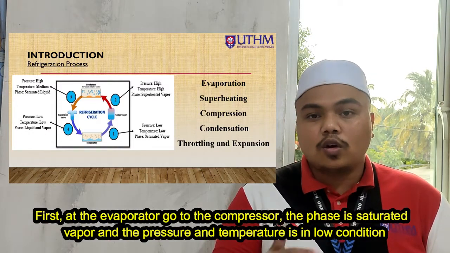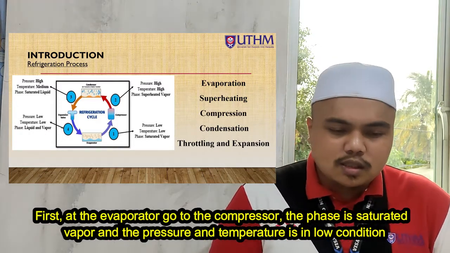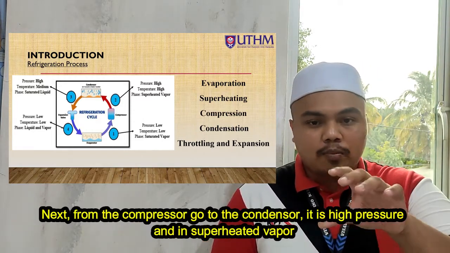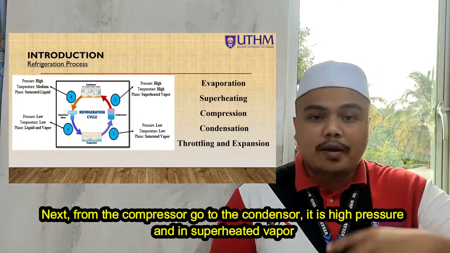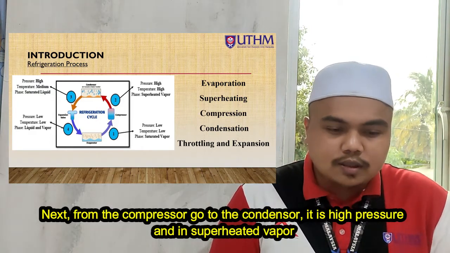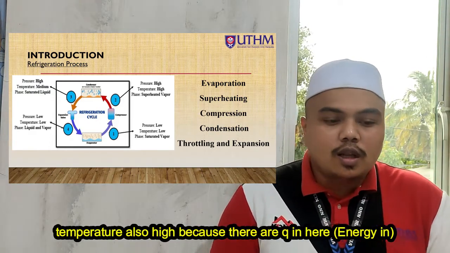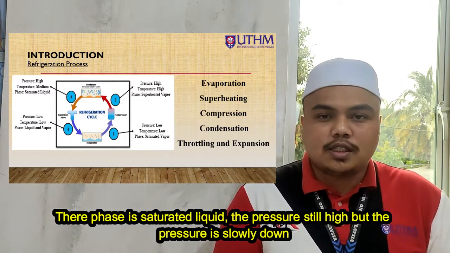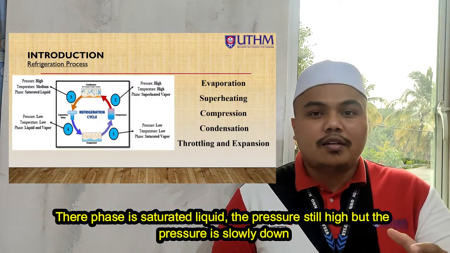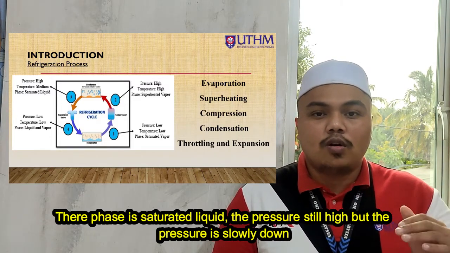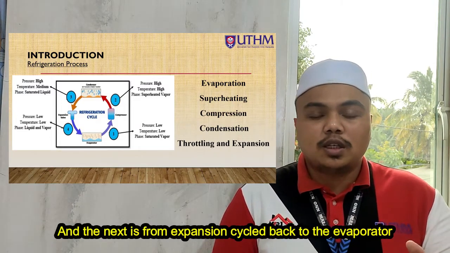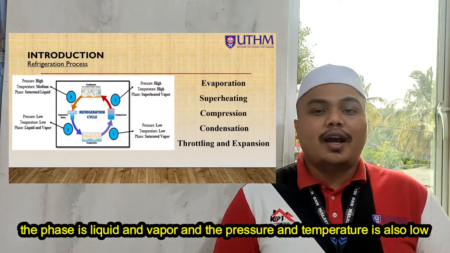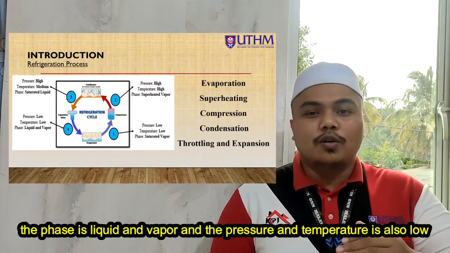First, from the evaporator to the compressor, the phase is saturated vapor at low temperature and low pressure. Next, from the compressor to the condenser, it is high pressure and superheated vapor. The temperature is also high because there is Q in here. Third, from the condenser to the expansion valve, the phase is saturated liquid. The pressure is still high, but the temperature slowly goes down. Next, from the expansion valve to the evaporator, the phase is liquid and vapor, and the pressure and temperature are also low.